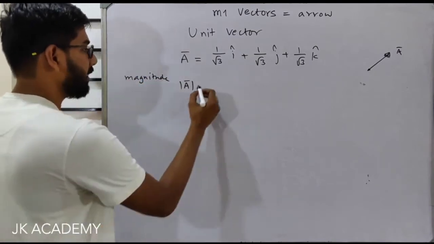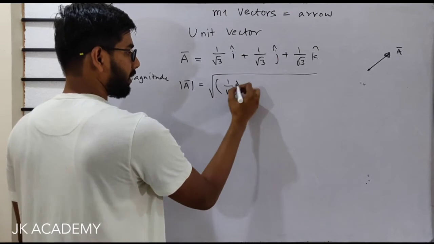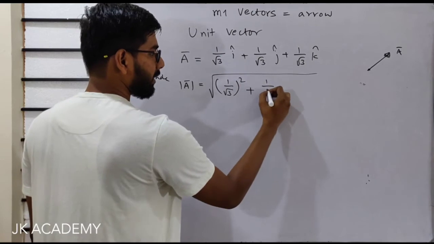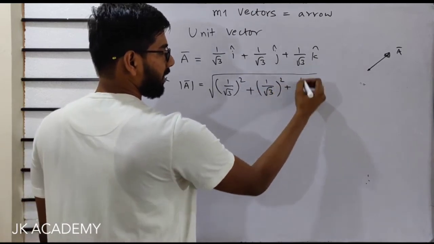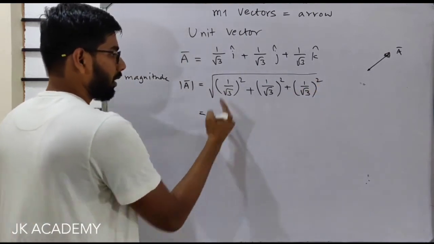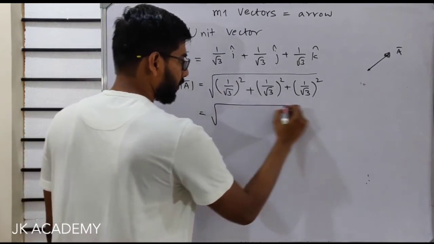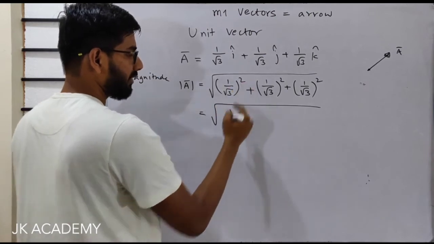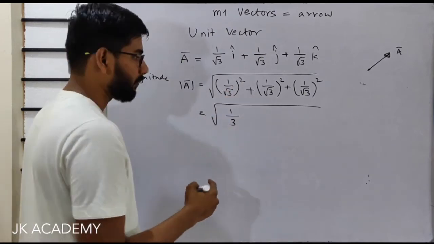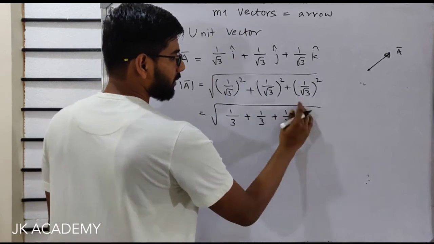which is modulus of a bar. Modulus of a bar is under root: whatever is beside i, take that and square, plus whatever is beside j, take that and square, plus whatever is beside k, take that and square. What will I get? 1 by root 3 squared. 1 squared is 1, root 3 squared, the square and square root cancel, so it is just 3. Plus again 1 by root 3 squared is 1 by 3, plus 1 by root 3 squared is 1 by 3.